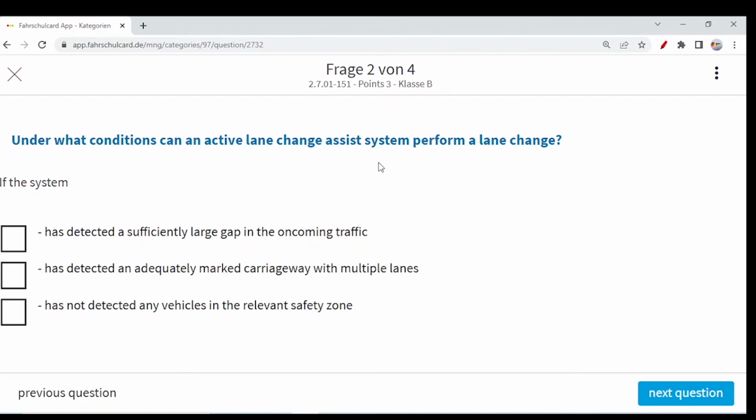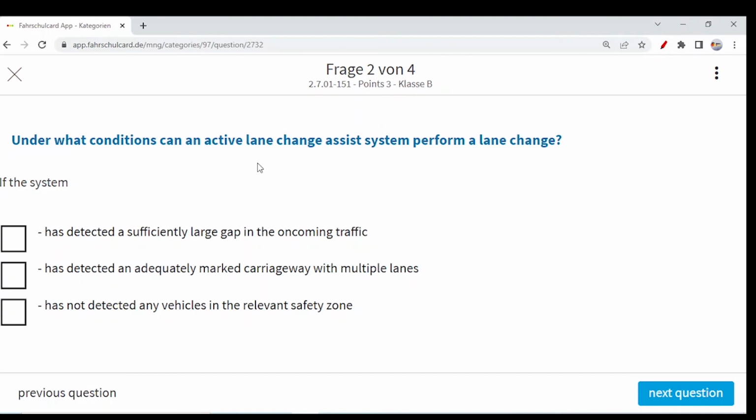What are the factors for changing the lane? Whenever you see in your side mirrors that there is no car behind you, you indicate and switch the lane. The active lane change system works the same way. If the system has detected a sufficiently large gap in the oncoming traffic, that has nothing to do with it. It's oncoming traffic. You have nothing to do with the oncoming traffic while you are changing a lane. They are in their lane, you are in your lane. You have to be very careful about the second lane on the roadway, the one you want to change into.